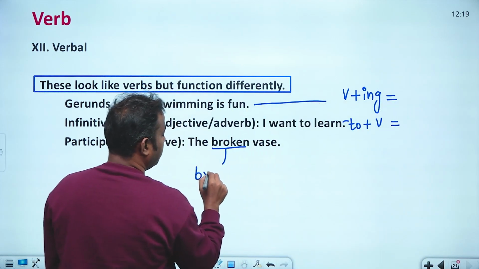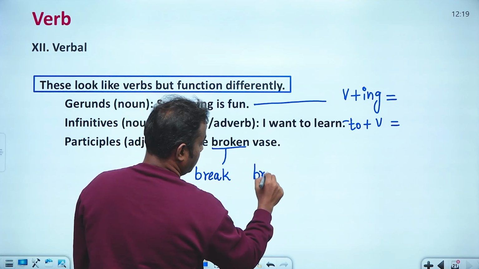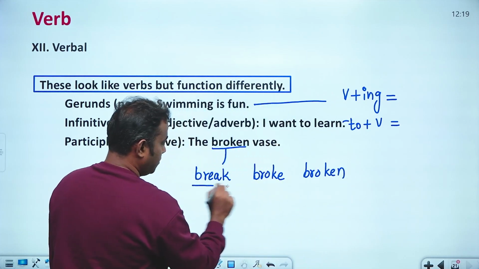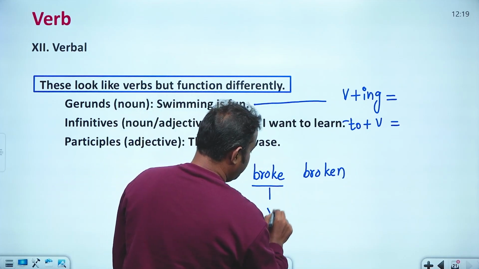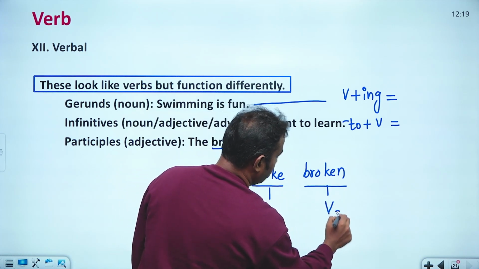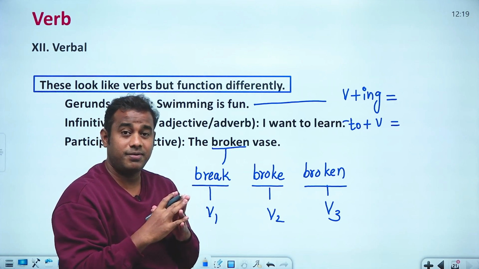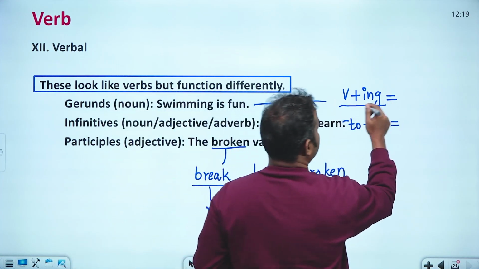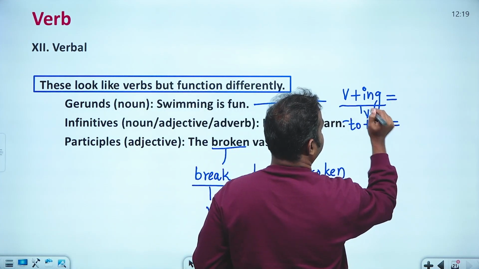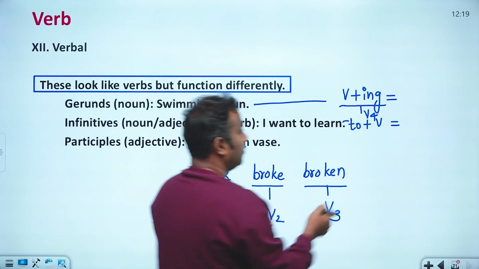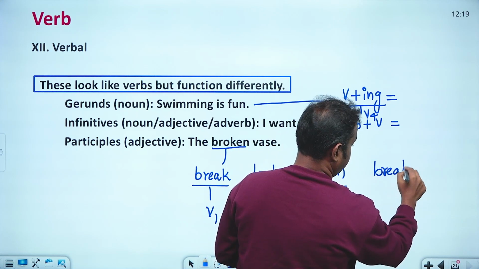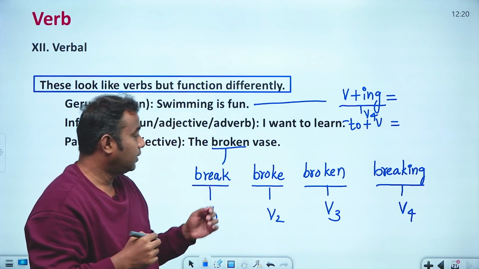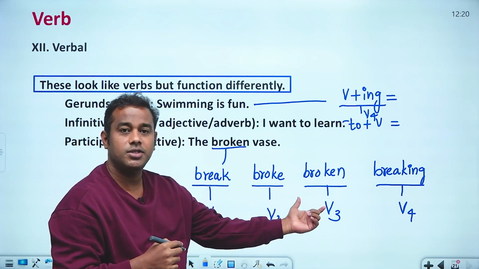From the root word break, broke, broken. Okay, so base verb, then V2 form, then this is the V3 form. Then there is another verb form that is called V4. We don't call that a V4, but most people do. So that is base plus ing, generally people call that V4. Okay, so that is one form: breaking, the V4 form.